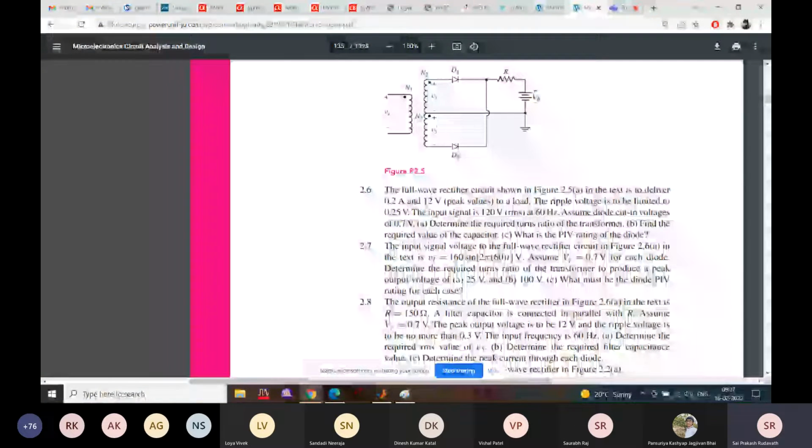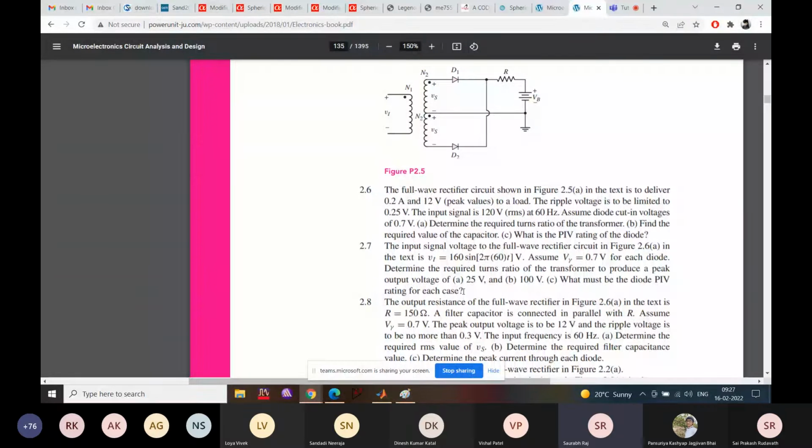Have you found the peak inverse voltage, that PIV rating? Sir, what is the value of capacitance? Someone said 7 millifarad, right? That one is right. Approximately, you will get that. Okay. What's the peak inverse voltage?